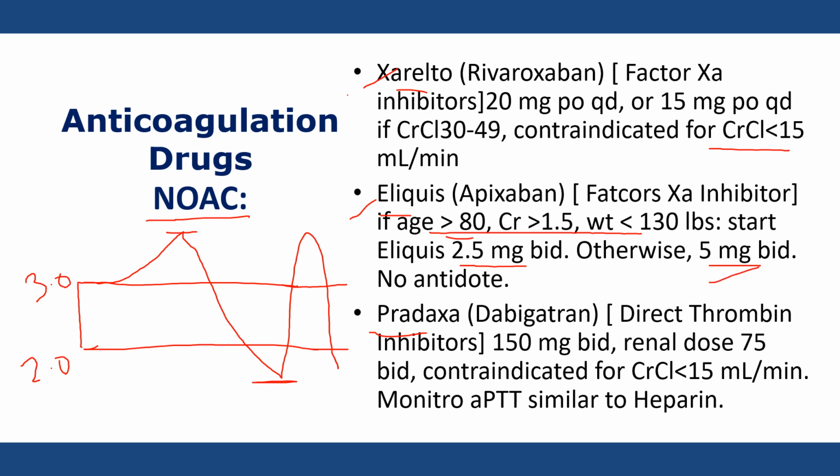Otherwise, a healthy individual who's not meeting these three criteria, the dosage is 5 milligrams 2 times a day. And with Pradaxa, the mechanism of action is very similar to heparin, which is a direct thrombin inhibitor, but this is not an injection, this is not IV, this is a PO drug, and the dosage is 150 milligrams 2 times a day. If you have a client with renal impairment, then we lower the dose to 75 milligrams 2 times a day. And the contraindication would be just like with Xarelto, creatinine clearance of less than 15 ml per minute.